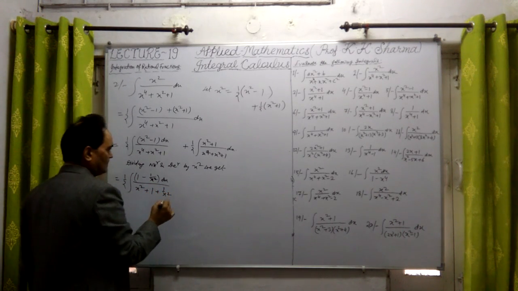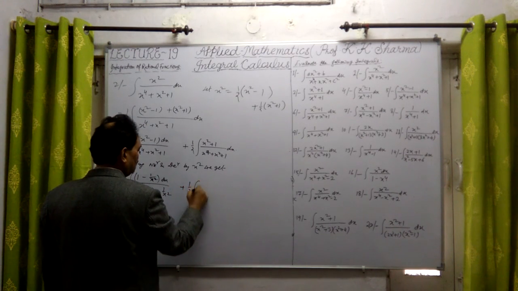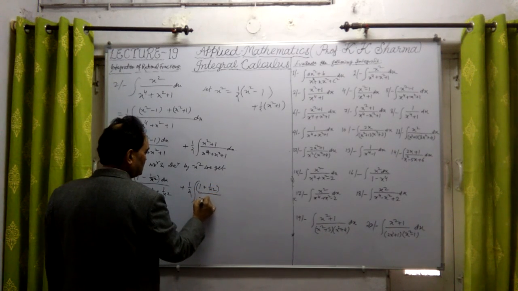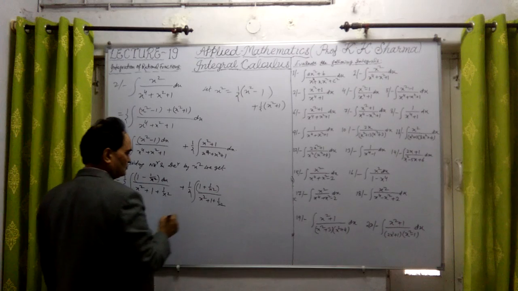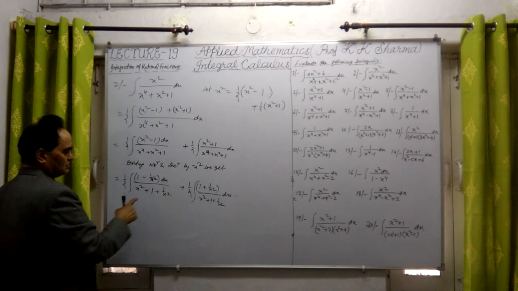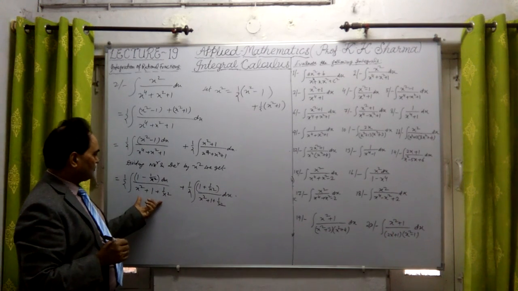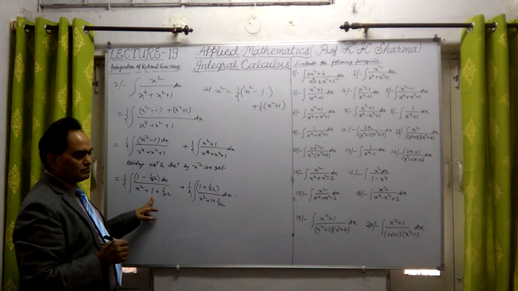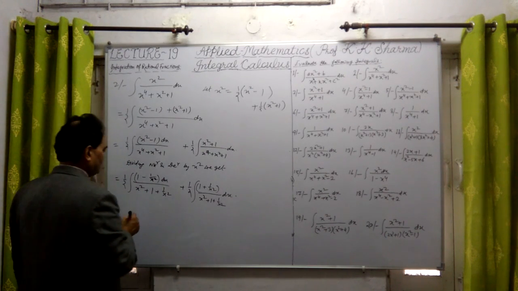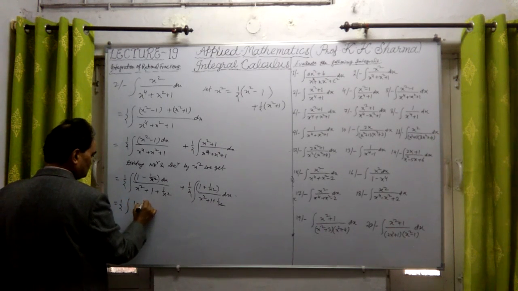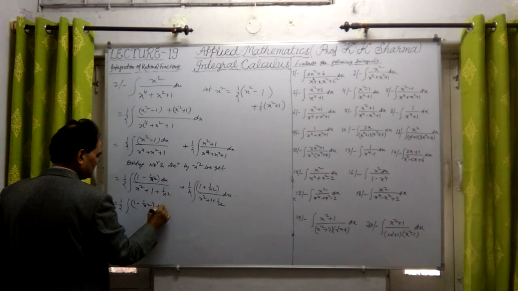Now let us convert this into a perfect square form. In the first integral, the numerator is 1 + 1/x², and the denominator is x² + 1 + 1/x². In the second, the numerator is 1 − 1/x², into dx.